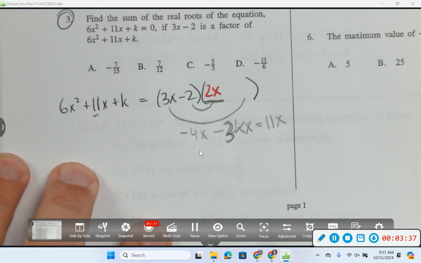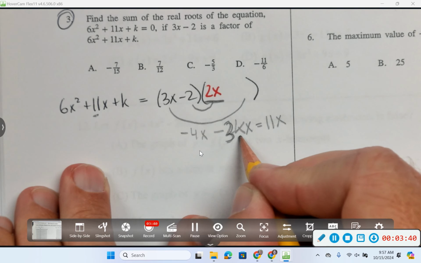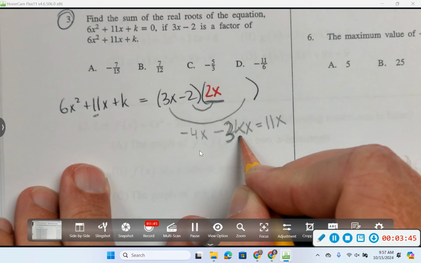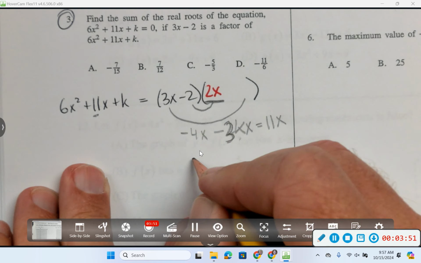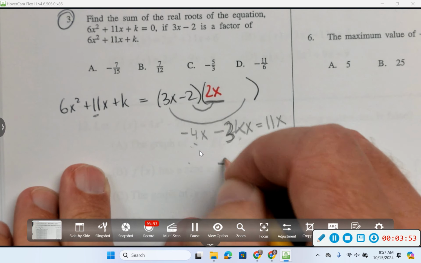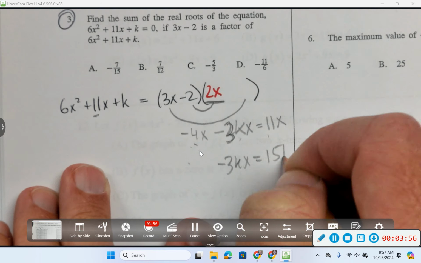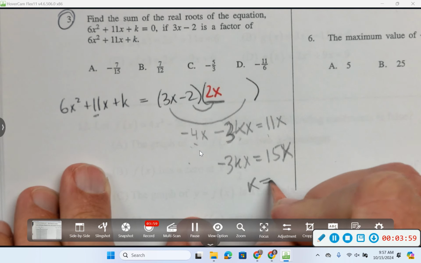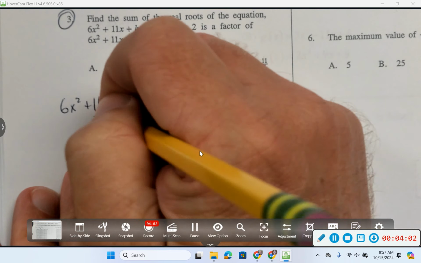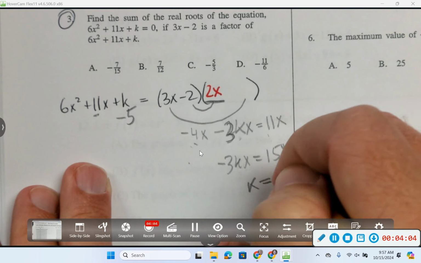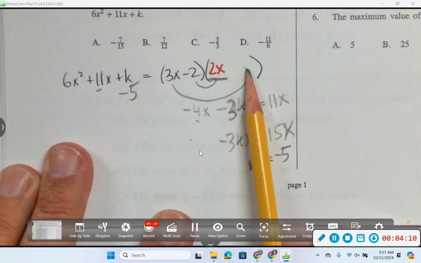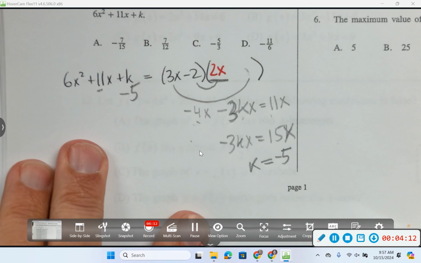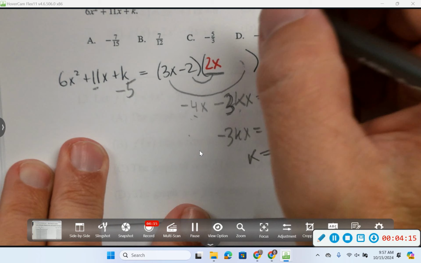Let's see. 5, is that what you said? Because that would be your -5? Yeah, I think if k is -5, then I'd have, I suppose I could actually solve this out, but yeah, let's move the 4x over. -3kx equals 15x. So yes, k equals -5. But be careful, that doesn't mean this equals -5. In fact, it's a terrible problem, but I guess that's why it's a challenge problem.